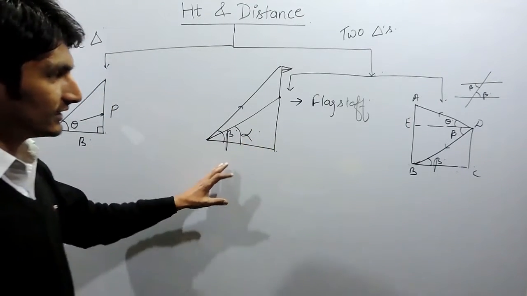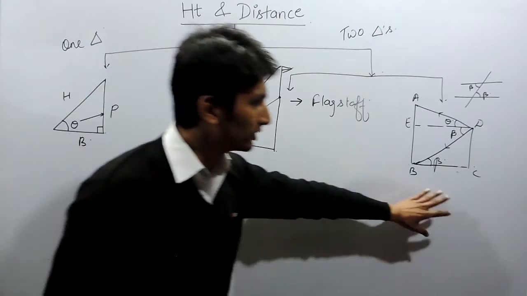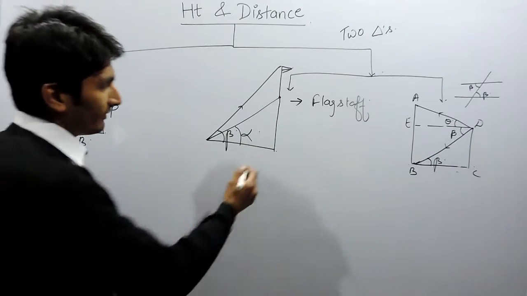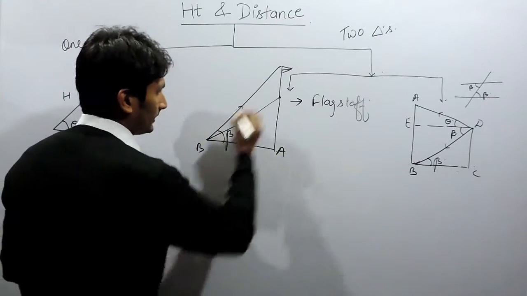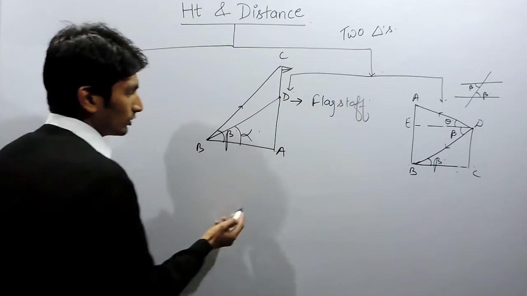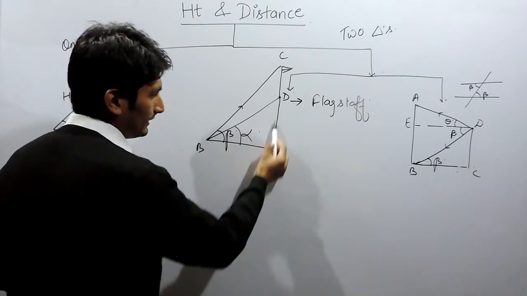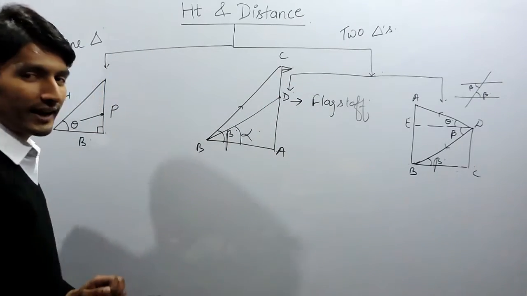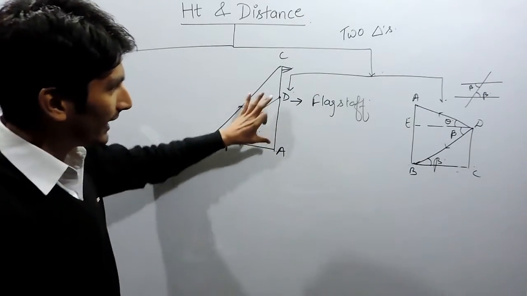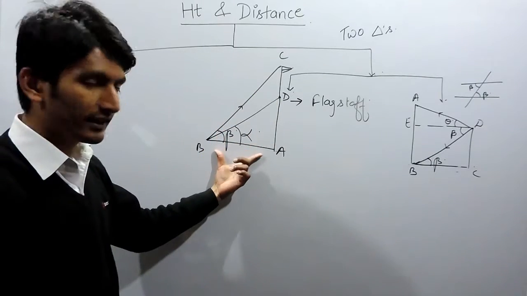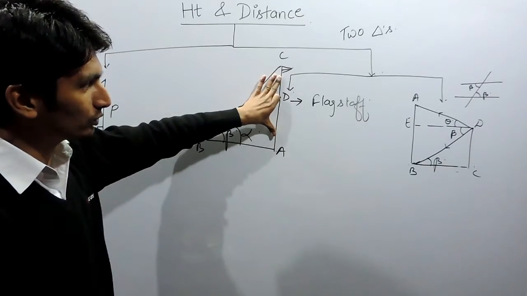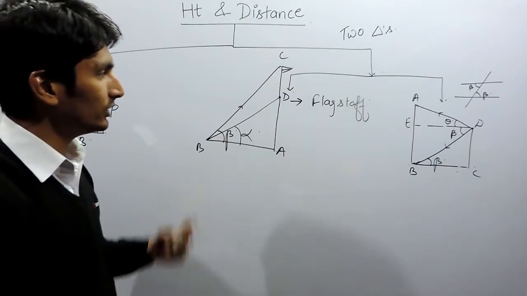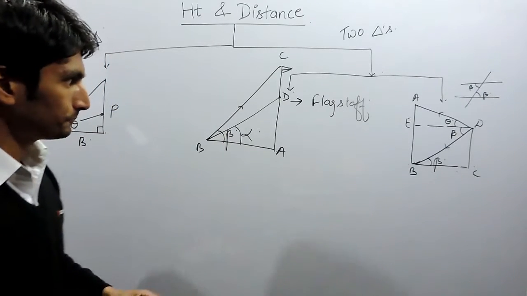So this is the first case, and this is the second case. Here again there are two triangles. If I name them A, B, C, and this is D, the first triangle is ABD and the second triangle is ABC. So these are the two triangles, and you have to apply the ratio of tan in the first triangle, then find the ratio of tan in the second triangle, and then substitute the values, and you can find your answers.